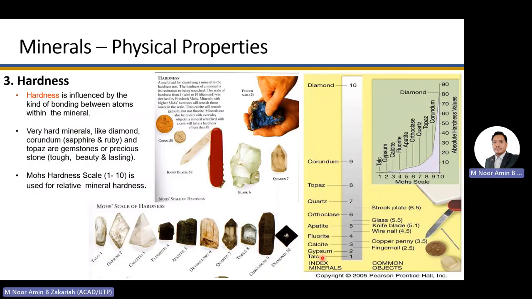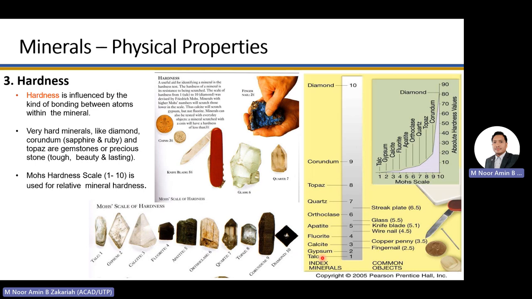Okay, we can split them in four directions. So now, after we have looked at crystal form or system, and then the cleavage, which is the breakable pattern of the minerals, we have the third physical property, known as hardness.